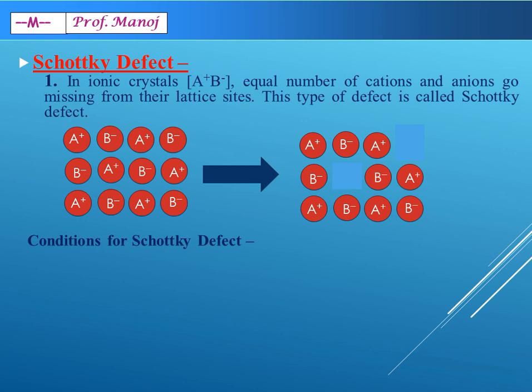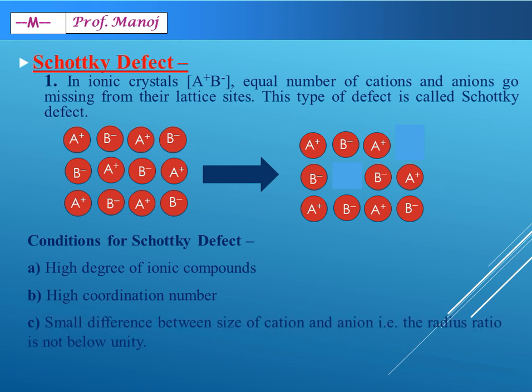When Schottky defect takes place, there are some particular conditions. First, this happens when the degree of ionic character of the compound is very high. That means cations and anions are strongly electropositive and strongly electronegative. This happens with higher coordination numbers, something like 6, 8 or 12. Another condition is that a small difference between the size of cation and anion must be there. That means the radius ratio is not below unity.